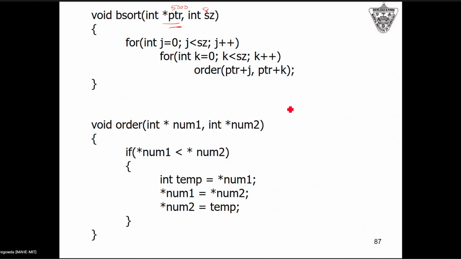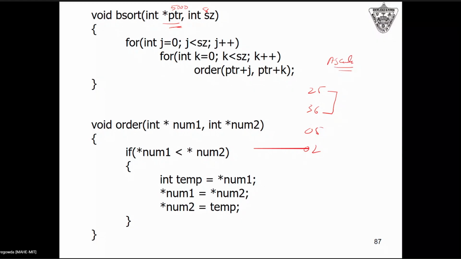You know how the bubble sort algorithm works. By using this bubble sort, you are going to sort the elements. I'm not going to explain this bubble sort in detail. Just say, for example, you have given the elements 25, 36, 05, 02 and so on. First you compare these two elements. If you are sorting in ascending order, when I compare 25 and 36, they are already in sorted form, so I don't want to swap these two elements.